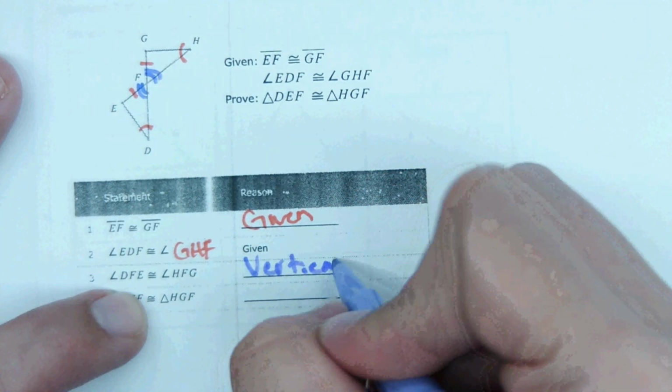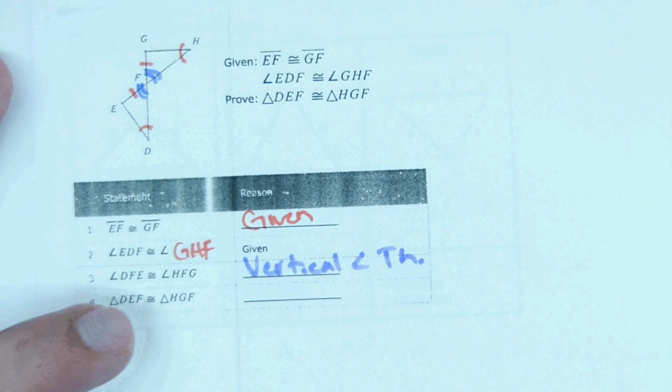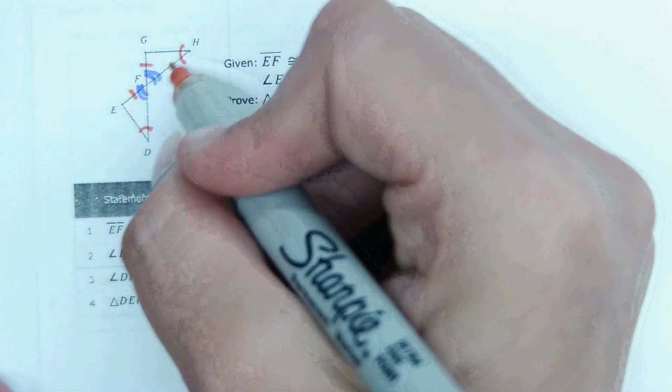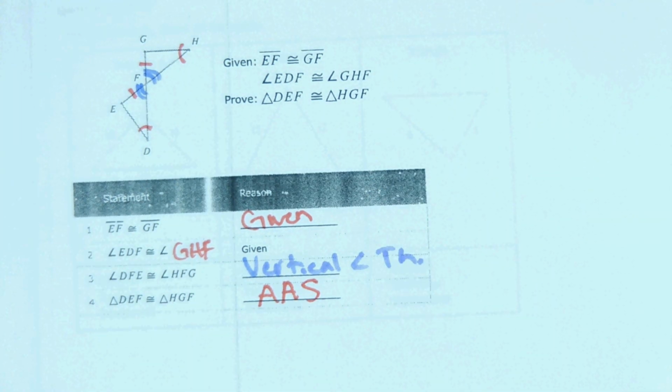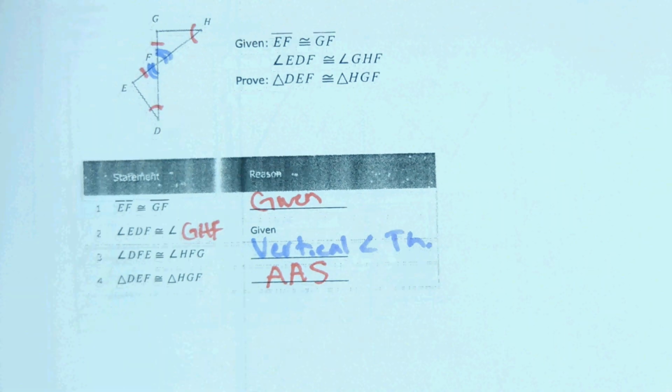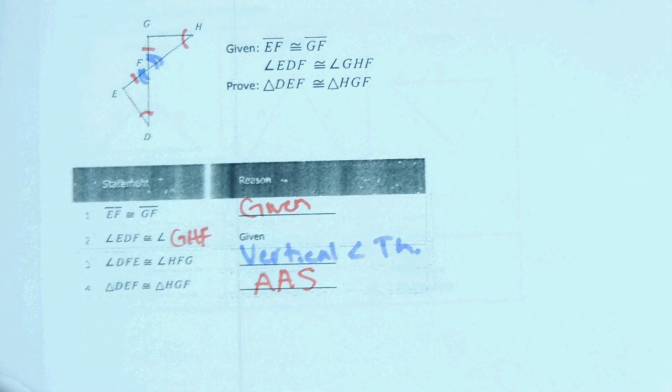Then the next one says that DFE, this angle, is equal to HFG. Okay, those are vertical angles. Cool. So my drop down, vertical angle theorem. And then last but not least, it says they are congruent. We got angle, angle, side, angle, angle, side. Okay, and then 11, next one.